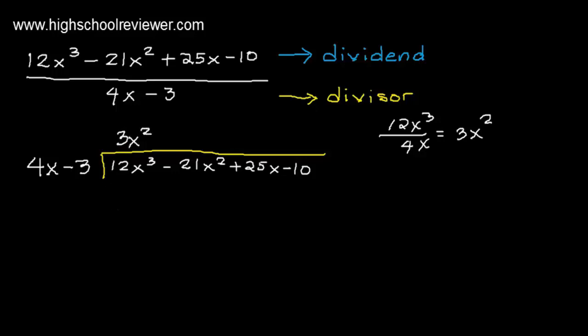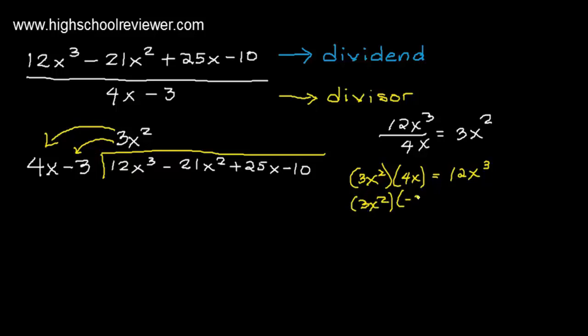And then we will multiply 3x squared to 4x minus 3. So multiplying, we will have 3x squared times 4x. This will be 12x cubed. And then multiply 3x squared by negative 3. This will be negative 9x squared.